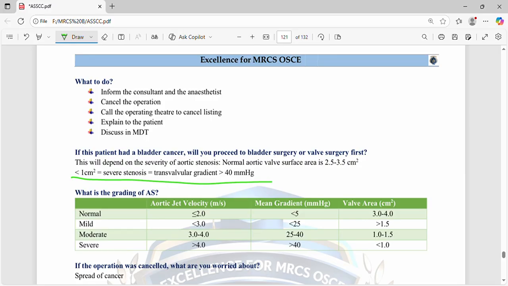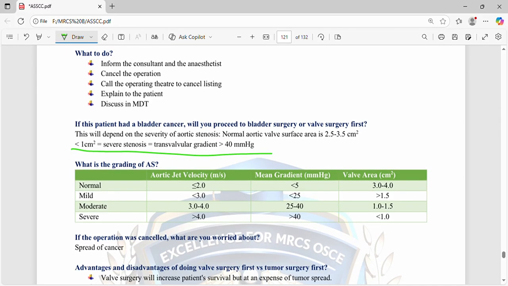So we will first manage aortic stenosis, and these are the gradings of aortic stenosis. If the aortic jet velocity is less than or equal to 2, mean gradient less than 5, and 3 to 4 valve area. And so it goes for mild, and then we have the moderate 3 to 4, 25 to 40, 1 to 1.5, and then we have the severe greater than 4, greater than 40, and less than 1 valvular area.